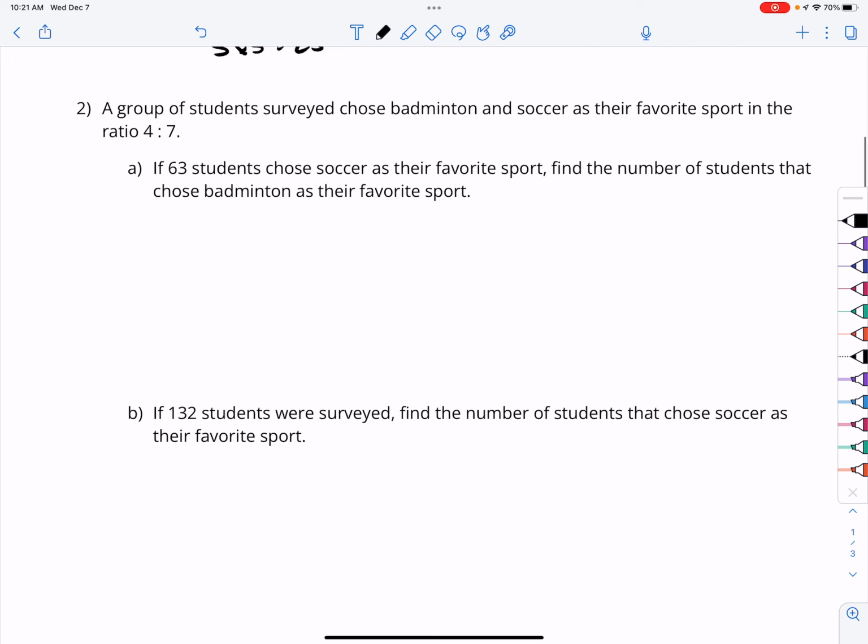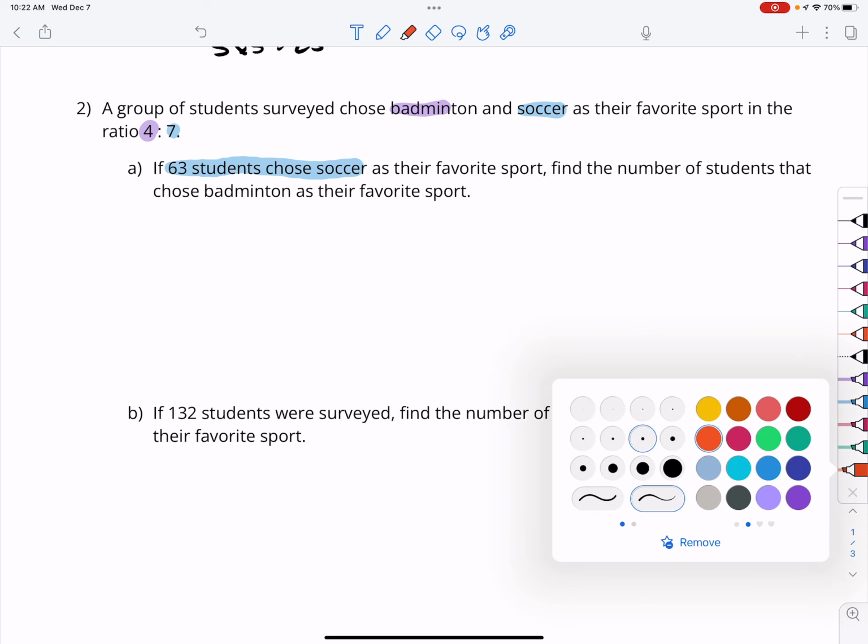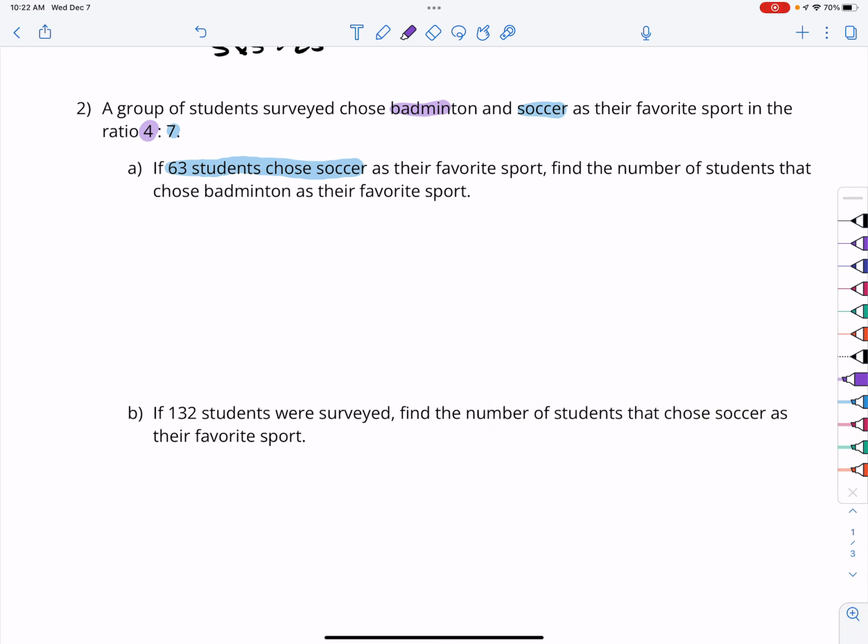Moving on, a group of students surveyed chose badminton and soccer as their favorite sports in a ratio of 4 to 7. So badminton is 4, soccer is 7. If 63 students chose soccer as their favorite sport, 63 chose soccer, find the number of students that chose badminton.